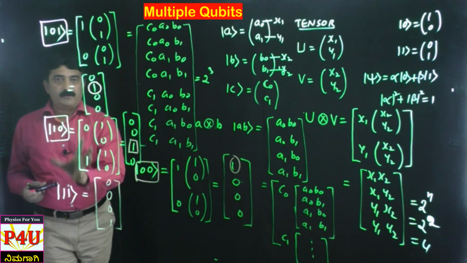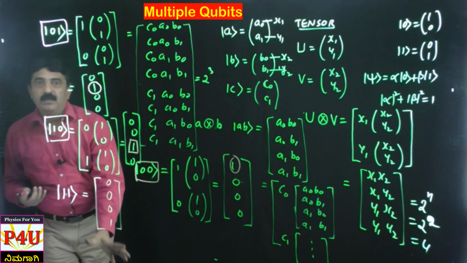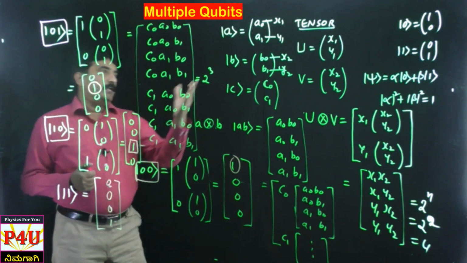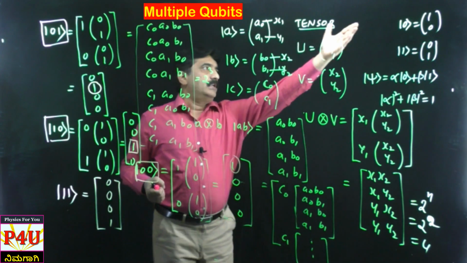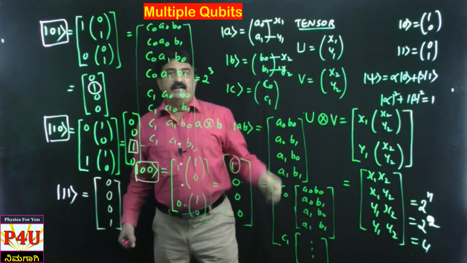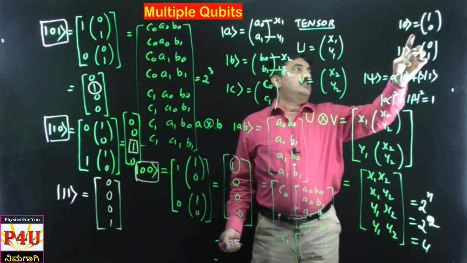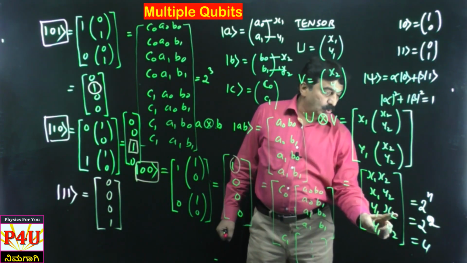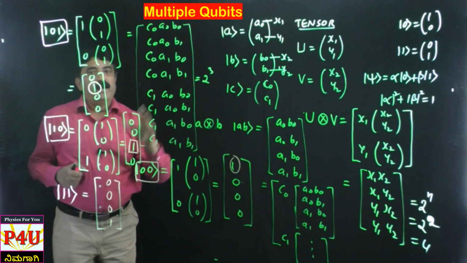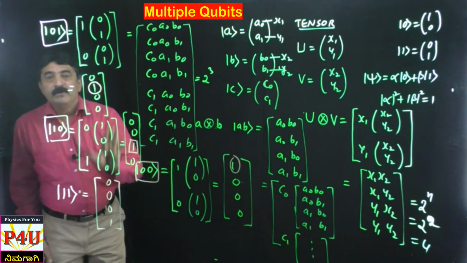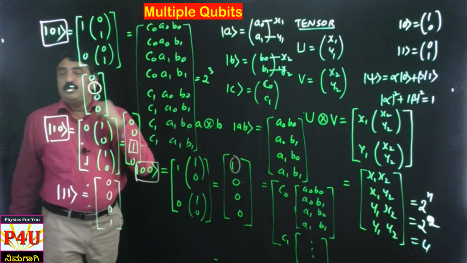So 2 qubits superimposed give you a 4-dimensional column vector. When 3 qubits superimpose, 8-dimensional column vector. When it is a single qubit, 2-dimensional column vector. So we can say, in fact, this is 2 to the power of 1, this is 2 to the power of 2, this is 2 to the power of 2, this is 2 to the power of 3, and so on. Are you following now? So this is the way of representing the qubits.